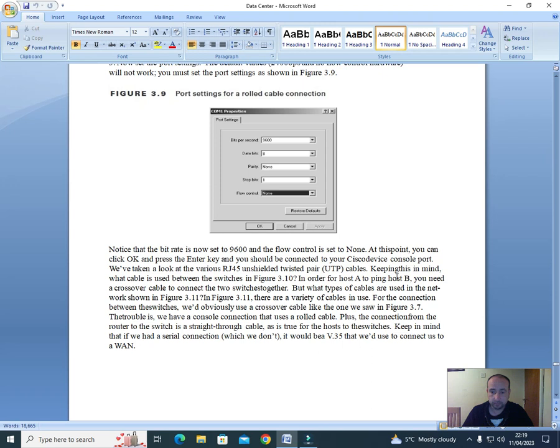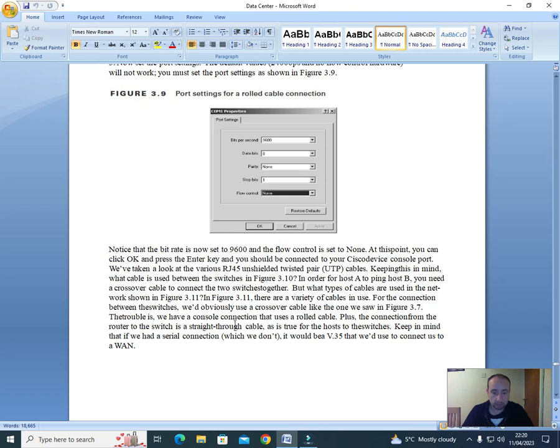We've taken a look at the various RJ45 unshielded twisted pair UTP cables. Keeping this in mind, what cable is used between the switches in figure 3.10? In order for host A to ping host B, you need a crossover cable to connect the two switches together. But what type of cables are used in the network shown in figure 3.11? In figure 3.11 there are a variety of cables in use. For the connection between the switches, we'd obviously use a crossover cable like the one we saw in figure 3.7.